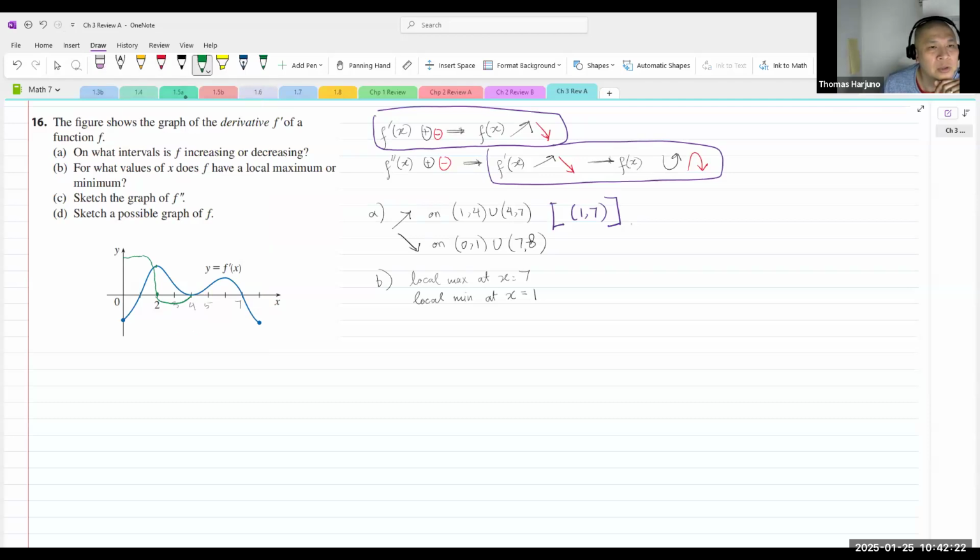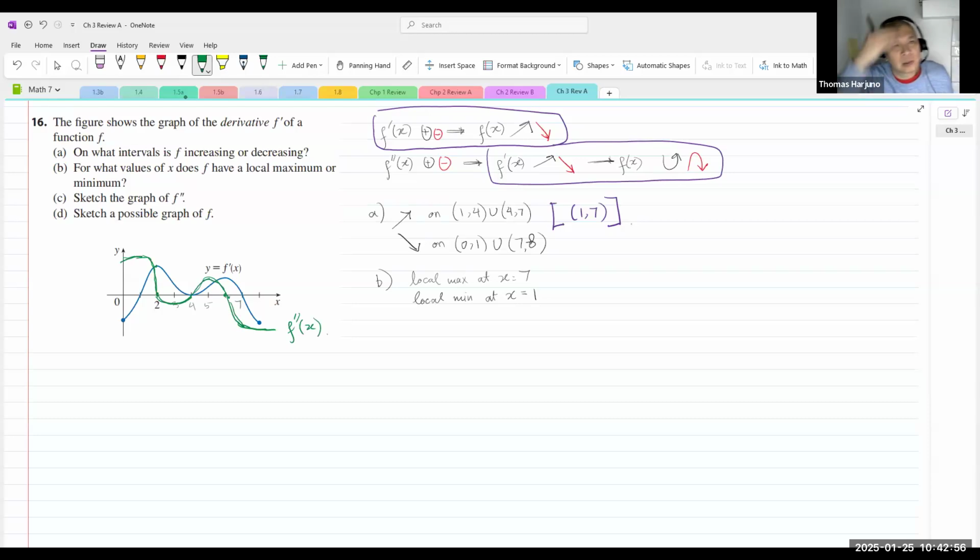And then becomes positive again. The slope is positive again there. And becomes 0 at 6. Right? And becomes negative from there on. So maybe something looks like this. Okay, that's the f double prime x.